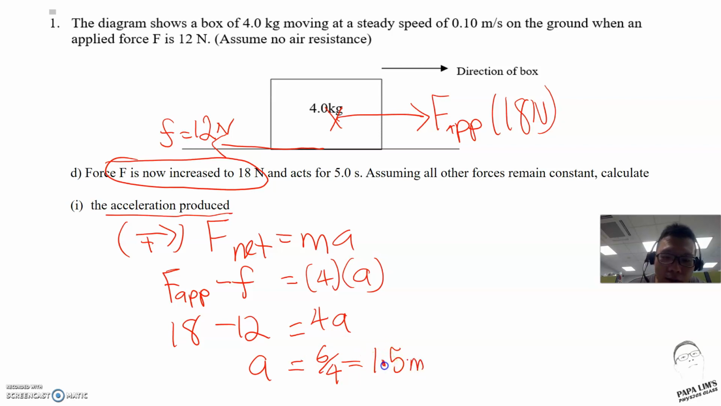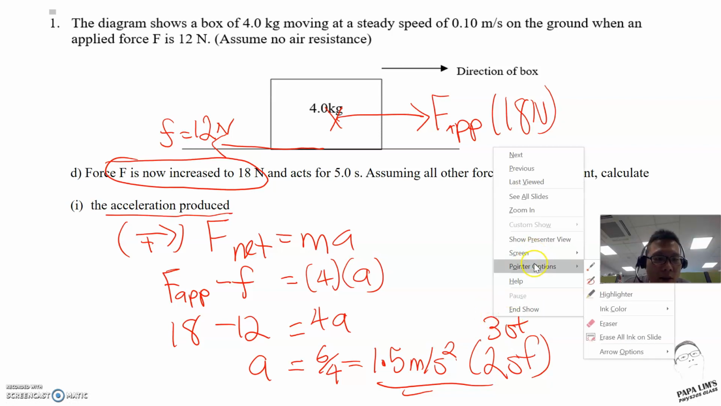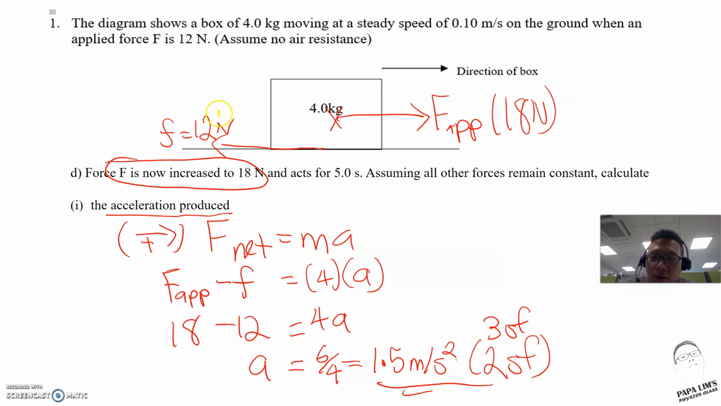meter per second square. Okay, take note, your answer has to be 2 or 3 SF in physics. So please take note, 2 or 3 SF, both are acceptable. Things to take note from this question, I repeat again, is that the friction of the object remains the same, even when the force applied has increased, because friction actually depends on the surface itself. So please take note of this.